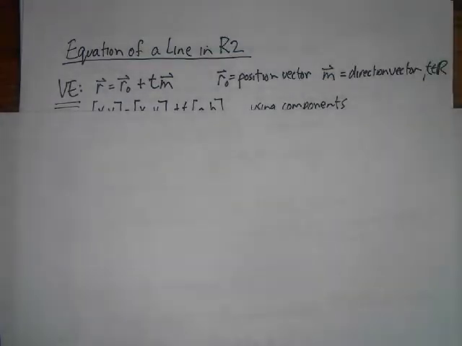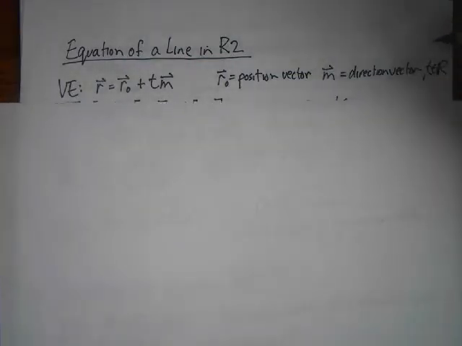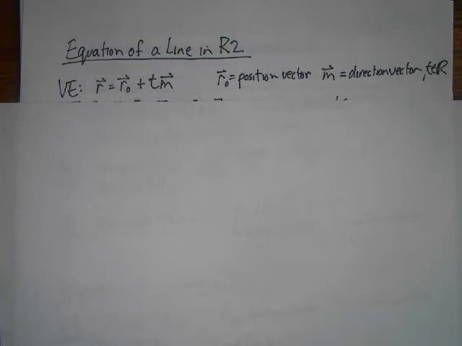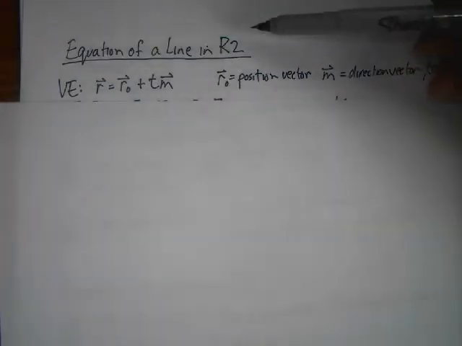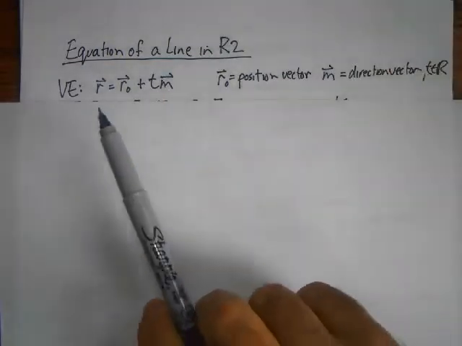If you remember, lessons 1, 2, and 3 were equations of lines. First we did R2, which is two-dimensional, just x and y coordinates, and then R3, which was x, y, and z coordinates. So we started off with the vector equation of a line in R2.